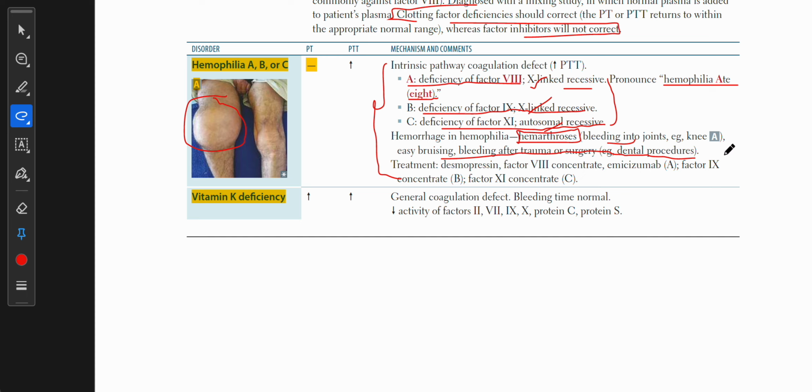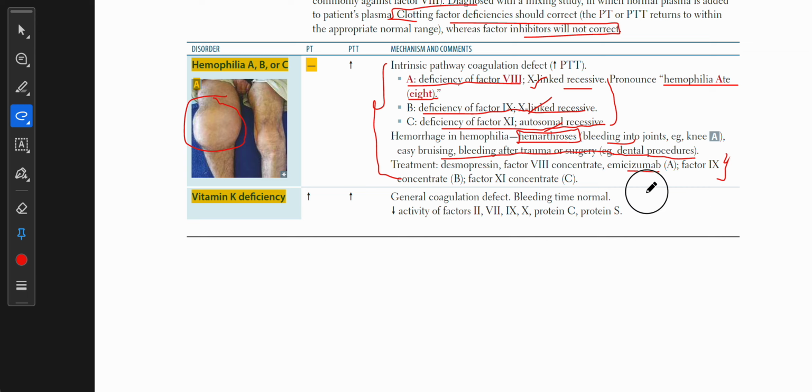The treatments are desmopressin, factor 8 concentrate, emicizumab, which is a recombinant drug, and also factor 9 concentrate for B, and then factor 11 concentrate in C. That is how we treat. In hemophilia A, we have to treat with desmopressin, factor 8 concentrate, emicizumab, and in hemophilia B, we have to treat the disease with factor 9 concentrate, and in C, factor 11 concentrate, right?